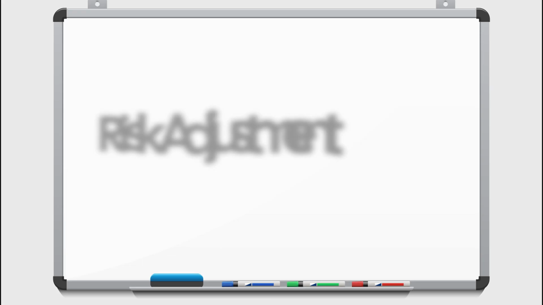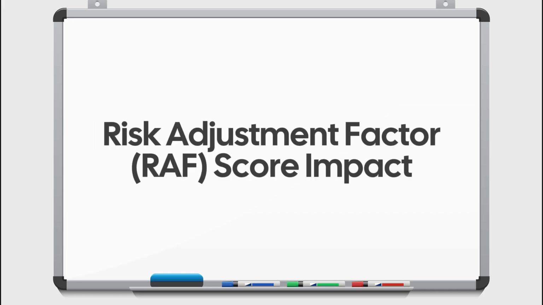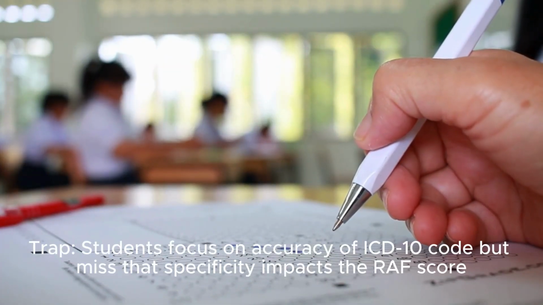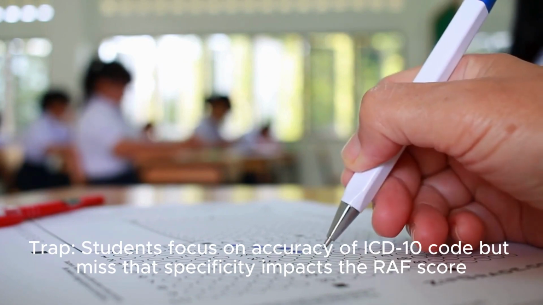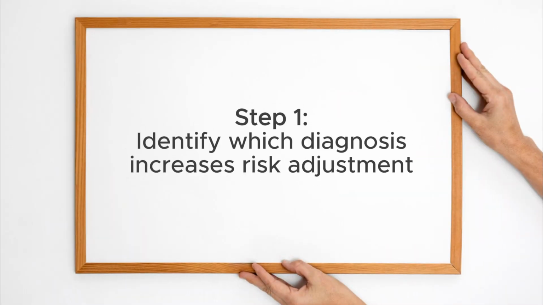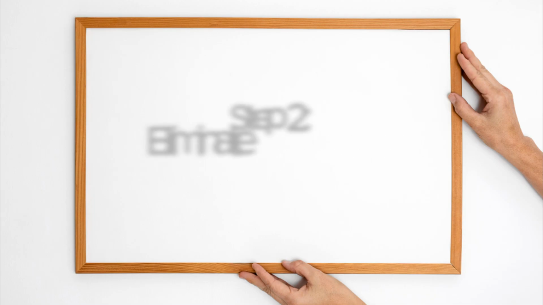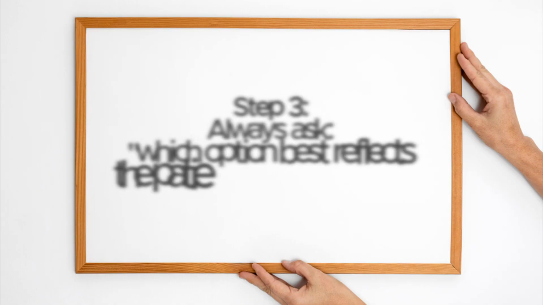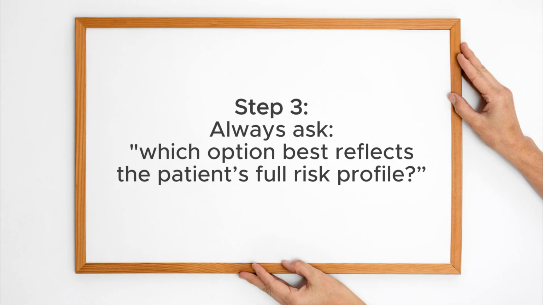Eighth, RAF score impact. Some questions ask which coding choice results in the correct risk adjustment factor. Trap: students focus on accuracy of the ICD-10 code, but miss that specificity impacts the RAF score. Hack. Step 1. Identify which diagnosis increases risk adjustment, for example, diabetes with complication. Step 2. Eliminate less specific codes with lower impact. Step 3. Always ask, which option best reflects the patient's full risk profile?